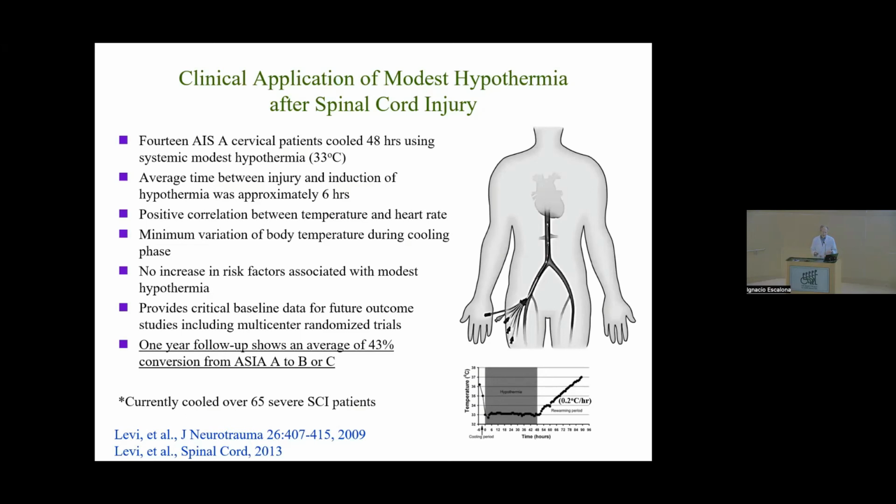The issue is that our neurosurgical colleagues are doing such a great job in the operating room, getting patients in, stabilizing them, decompression surgery, physiology. So we don't really know right now, if you don't do anything, what the conversion rate is. And that data is now coming out. So just to let you know, we're using these intravascular cooling catheters.